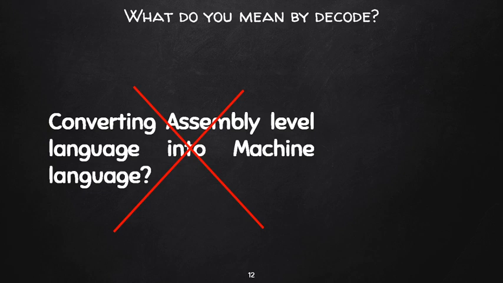Decoding means making sense out of the instruction. The conversion of assembly level language or the high level language into binary format is already done by the compiler, and that does not mean decoding. The process of decoding means we are trying to understand that binary combination to make the microprocessor extract some sort of sense from that instruction. We will see it with an example.